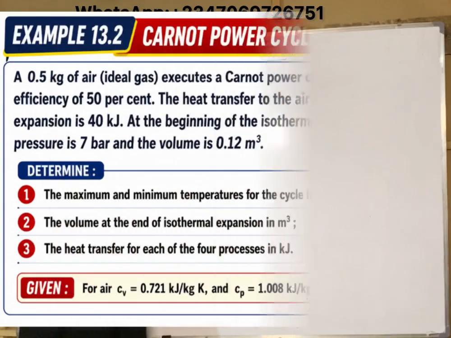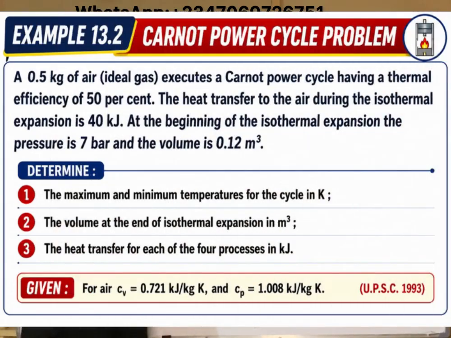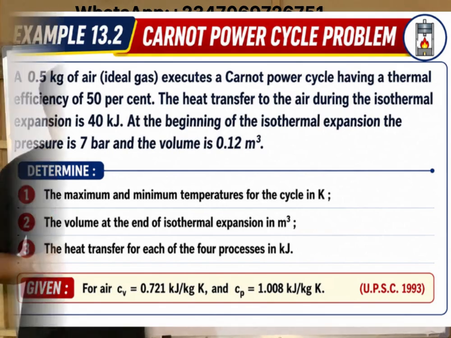Now this question says 0.5 kg of air, an ideal gas, executes a Carnot power cycle having a thermal efficiency of 50%. The heat transfer to the air during isothermal expansion is 40 kilojoules. At the beginning of the isothermal expansion, the pressure is 7 bar and the volume is 0.12 meter cube. Determine I, the minimum and maximum temperature for the Carnot cycle in Kelvin. II, the volume at the end of isothermal expansion in meter cube. III, the heat transfer for each of the four processes in kilojoules.